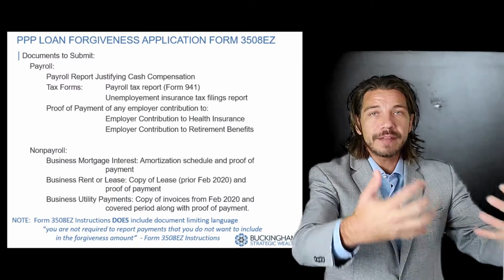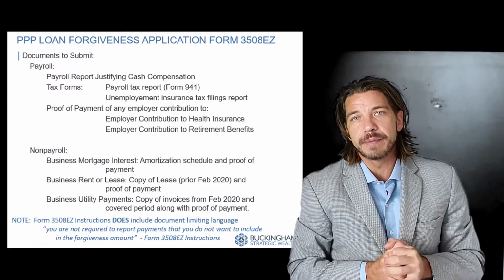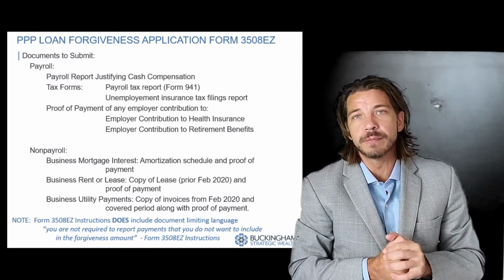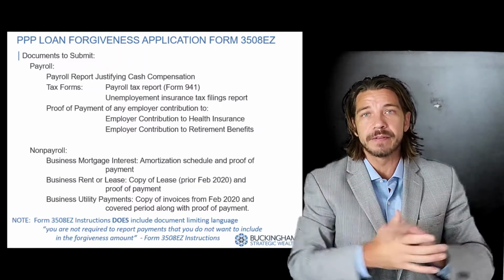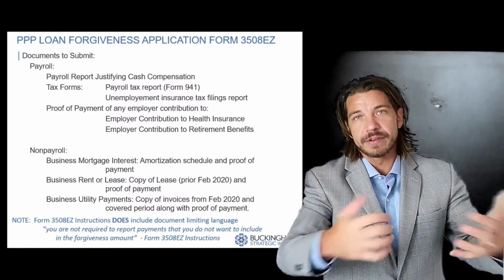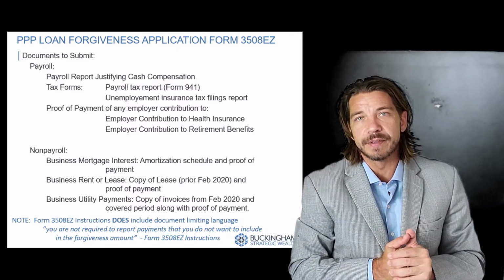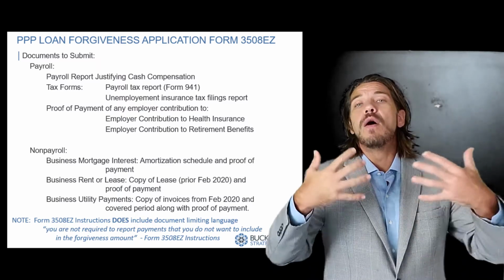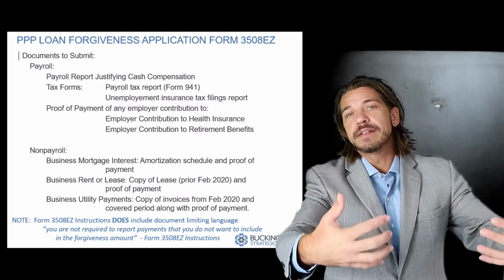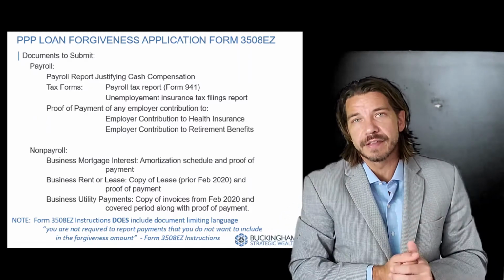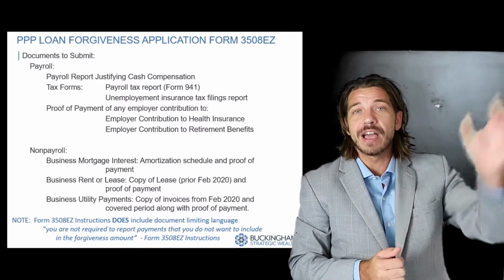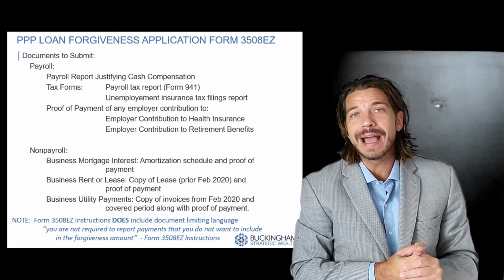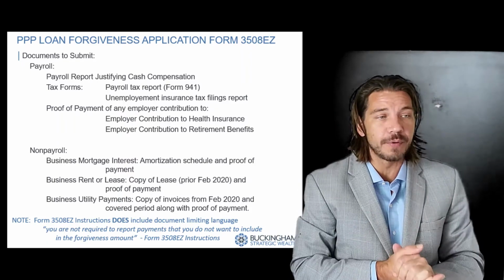If we are requesting forgiveness for the rent that we paid over the time period or the interest on the mortgage of a business property over the time period, then we have to retain those documents and submit them as well. Same on the utility side of things, but I think you're getting the story. Only the costs we're seeking forgiveness for do we have to justify. Again, that caveat is not part of the 3508S guidance, at least at this point in time.